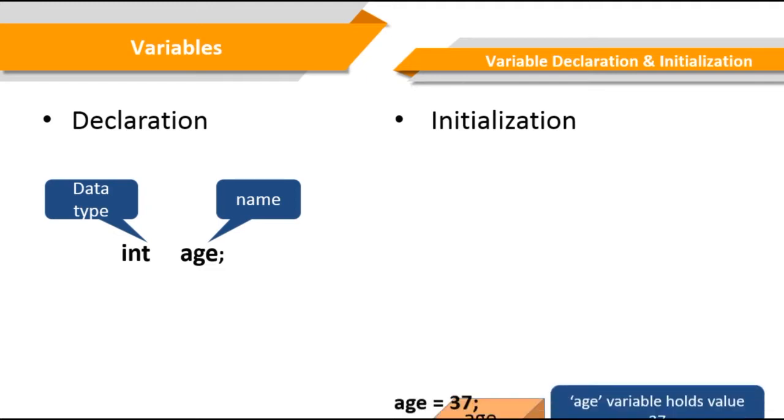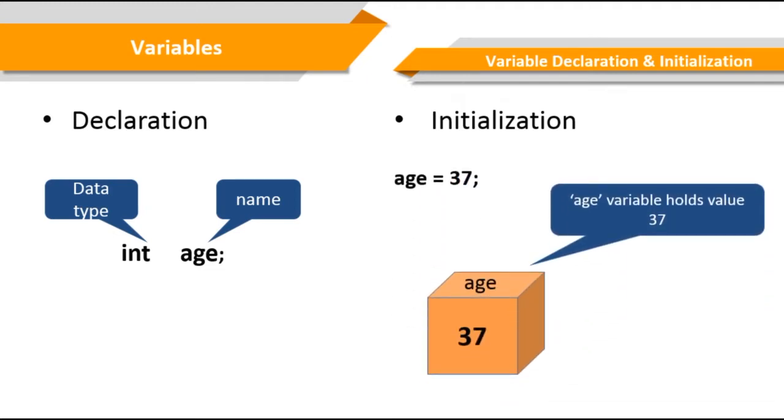In order to initialize a variable, you must assign it a valid value according to its data type. So here we use the equals sign. It means that the value on the right side will be saved into the variable on the left side. So in our example, we'll assign the value 37 to the variable age. Now, in order to declare more than one variable, use a comma to separate identifiers.